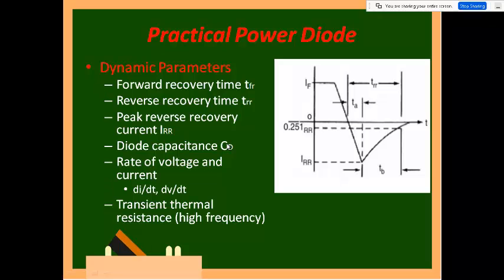So that we call diode capacitance, and then the rate of change of current with respect to time, di/dt, and the rate of change of voltage with respect to time, dv/dt. This one we observe when the device goes from on to off, and this one when it goes from off to on. Then transient terminal resistance at high frequency is the resistance offered by the device during the switching period.